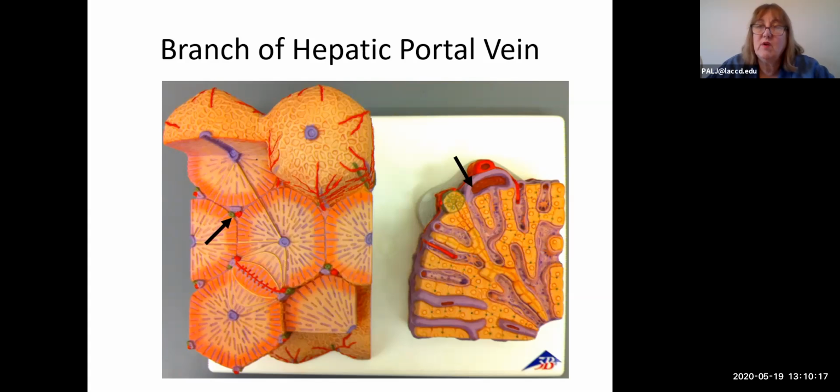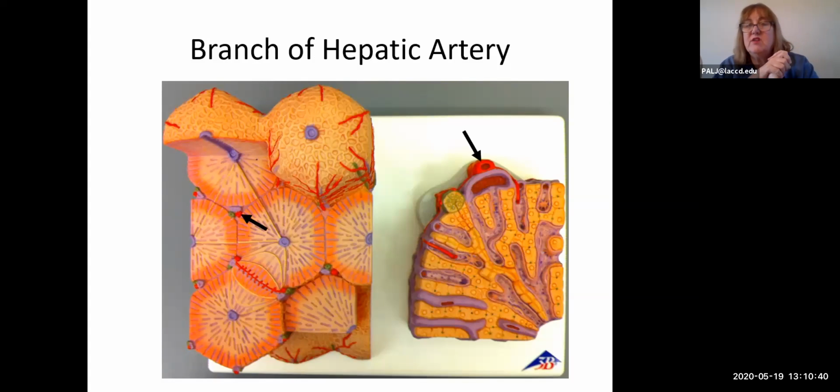This is bringing venous blood from the digestive system, which is rich in nutrients, but might also have some toxins, so it needs to be brought to the liver for detoxification. So that's the second structure in the portal triad, a branch of the hepatic portal vein. And the third structure is a branch of the hepatic artery.